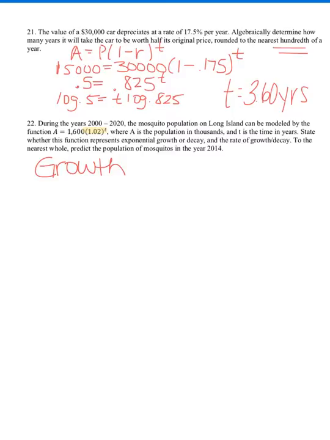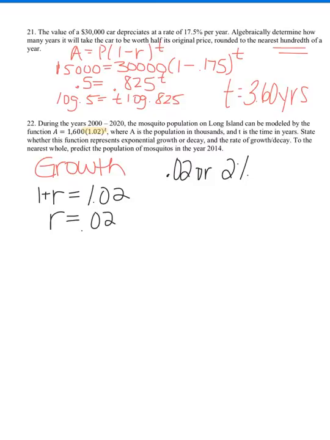Okay? So now it wants me to figure out what the rate of growth or decay is. You might be able to see that it's 0.02 or 2%. If you can't figure that out, though, the way you figure that out is that 1 plus r is equal to 1.02, because it's growth. So when you subtract the 1, you get r is equal to 0.02, which is 2%. Here it doesn't say percent rounded to the nearest whatever, so you could say 0.02.